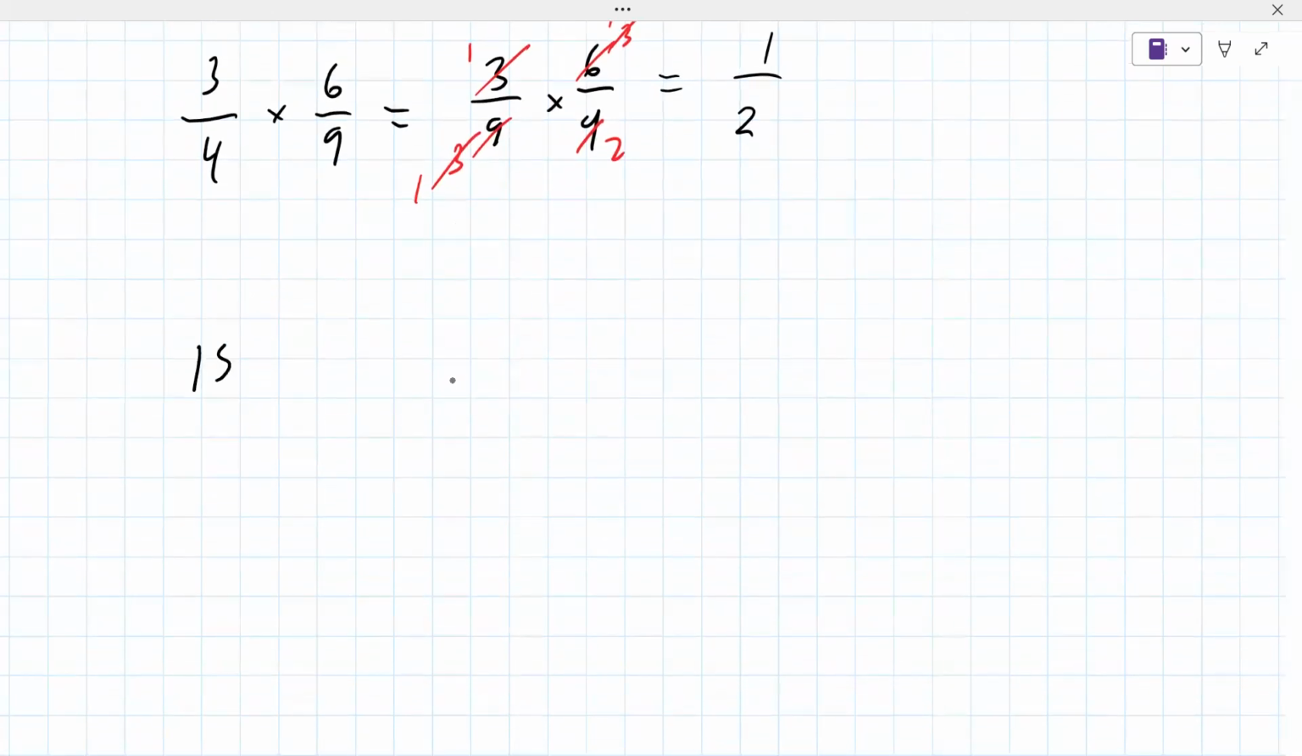All right. So let's try another one. Let's say 15/8 times 4/25. Give that a try, please. The 15 and 25 are going to divide by 5. You're right. 15 divided by 5 is 3, and that becomes 5. Then 4 and 8 reduce to 1 and 2, so it's 3/10. Very good.